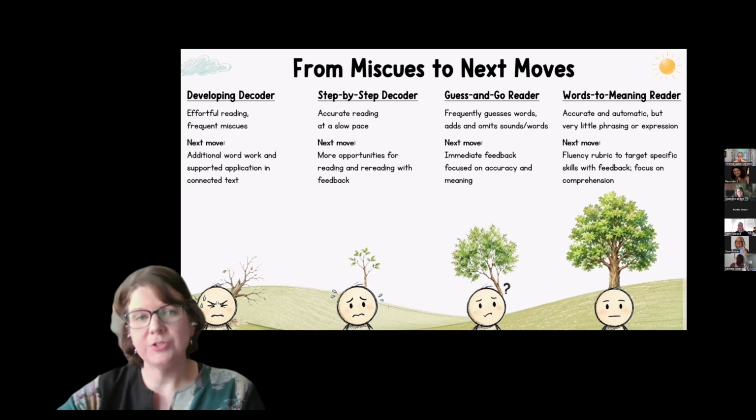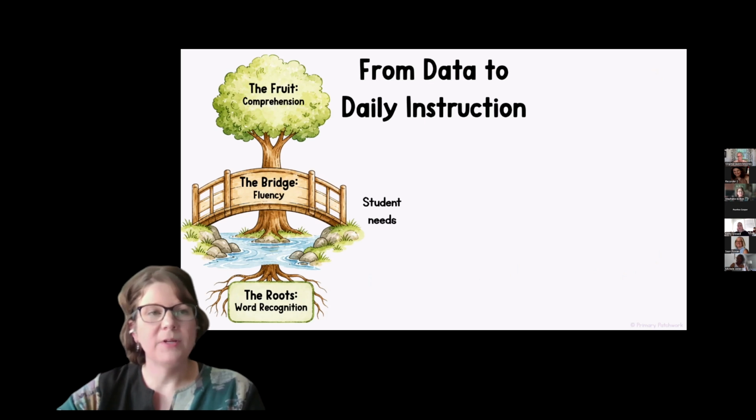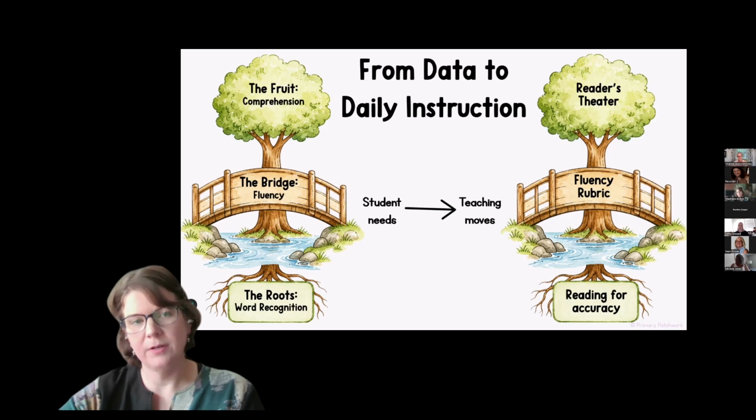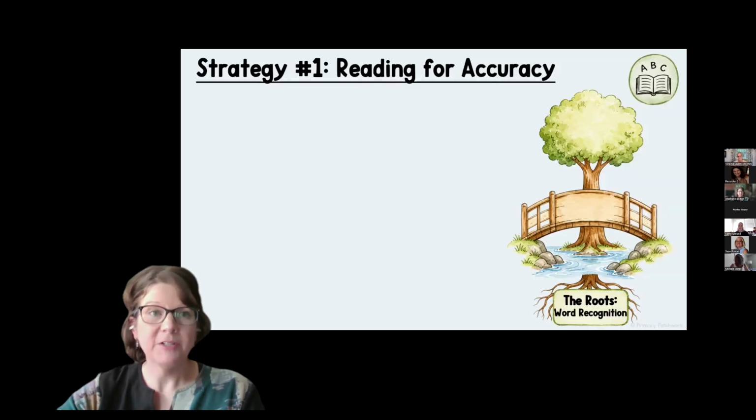And then if we have students who are strong in accuracy and automaticity, but they're still not getting to that level of comprehension, those are words to meaning readers, and they need work on fluency specifically. So I'm going to bridge over from each of these three areas, and one of my strategies goes with each one on the instructional moves. So my first strategy is just reading for accuracy, and it deals with the roots.